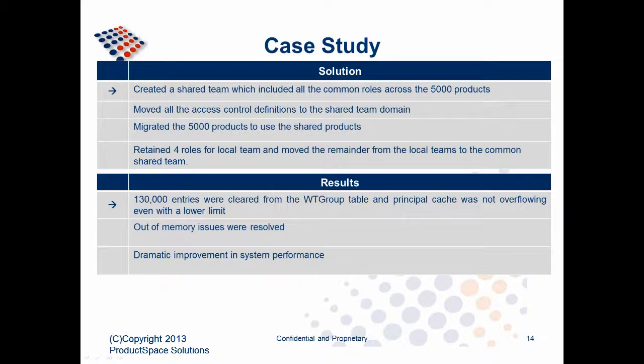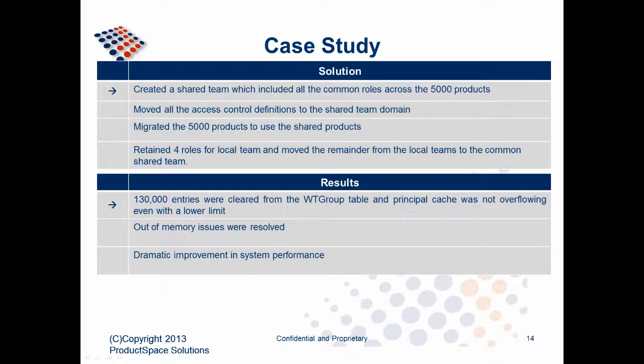So after we did this migration, the number of entries in the WT group table, in the role principal map, and various other tables in Windchill dealing with access control and team membership dropped significantly. And an immediate benefit was we were able to lower our principal cache substantially, and still it wasn't overflowing like we had seen earlier on. And the out-of-memory issues were resolved, and we also observed quite a bit of improvement in system performance.